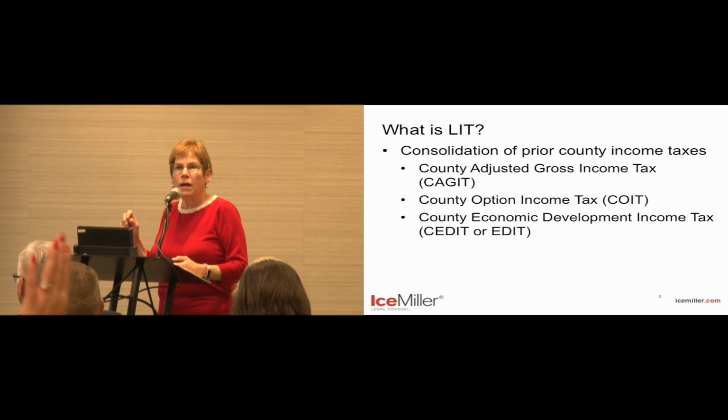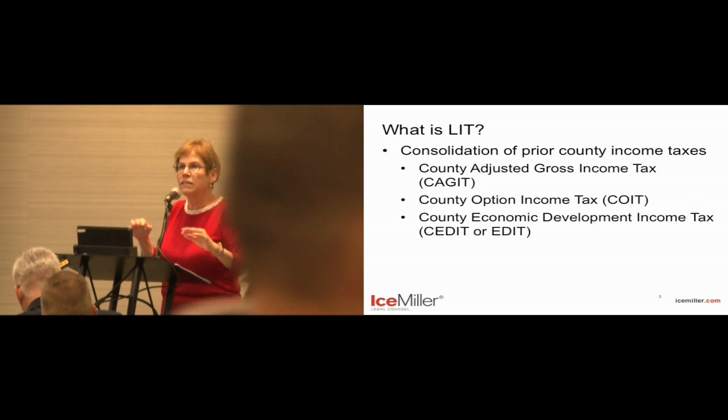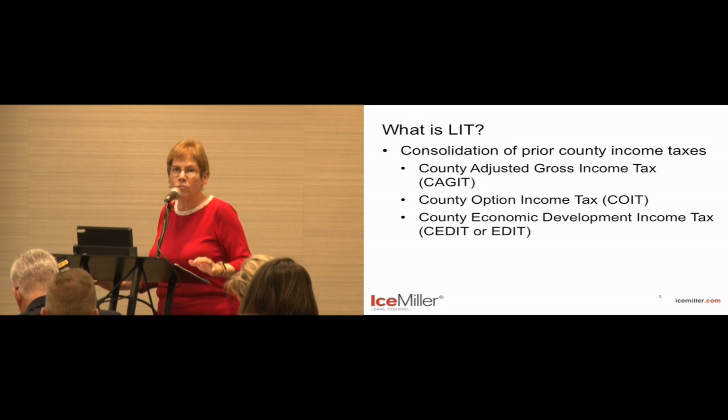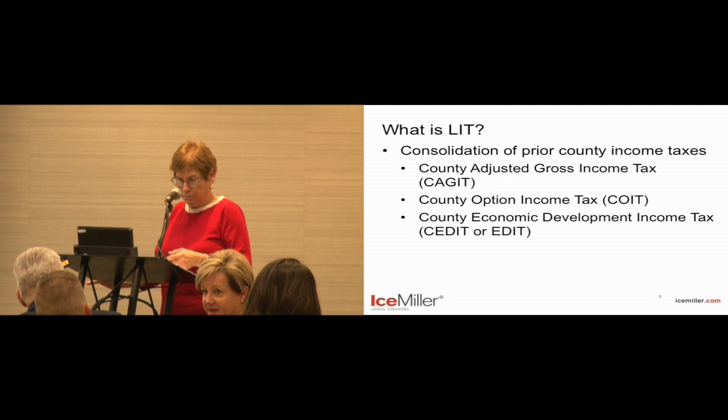LIT was the consolidation of three existing county-level income taxes. The county adjusted gross income tax, which was authorized in 1973. Then the county option income tax, which was authorized in 1984. And then finally, the county economic development income tax in 1987.